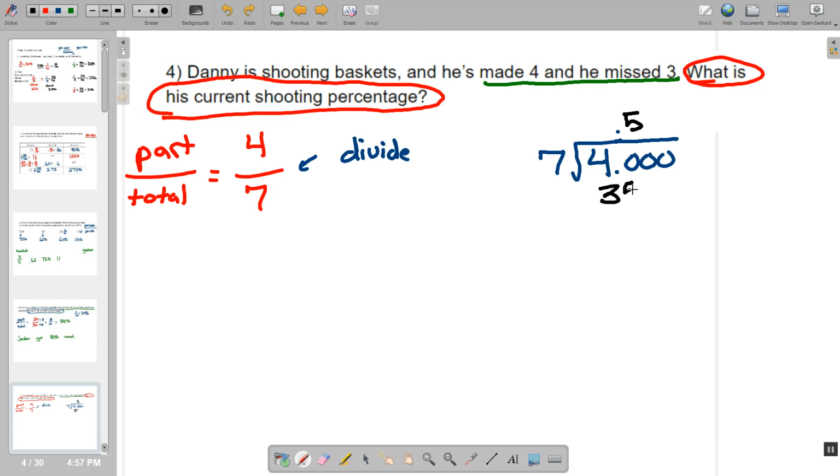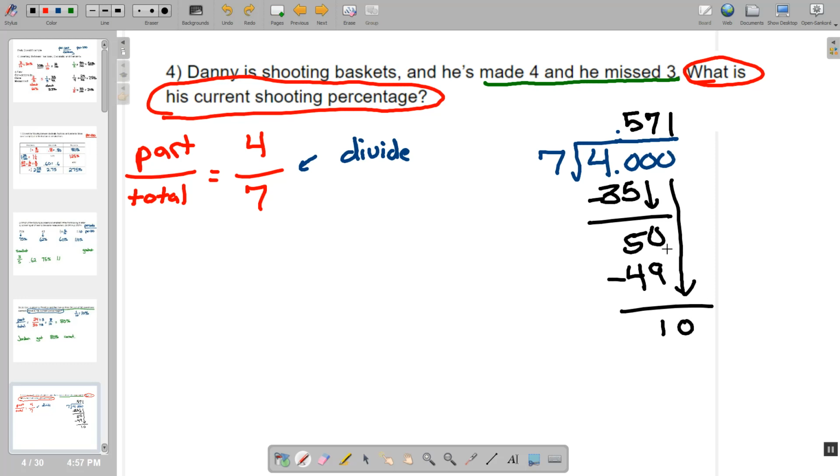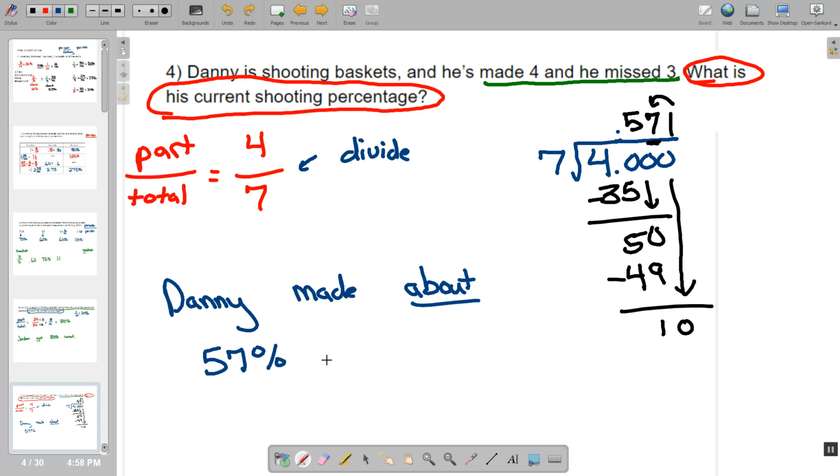5 groups of 7 gives us 35. We have 50 left over. That would be 7 groups. That's 49. Last group is 1. Now, I like to round to the hundredth place. So I would round to the hundredth place here. That would keep this as about 57%. So Danny made about, and about is really important here, because if we say about, it means we don't have to be exact. About 57% of the baskets.